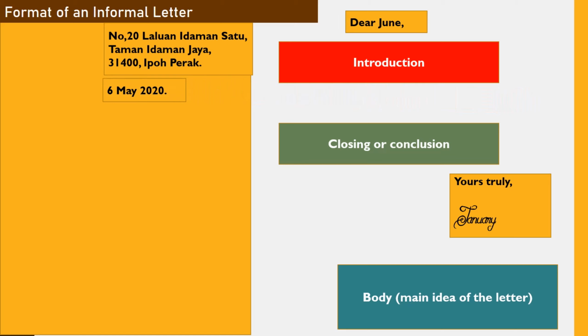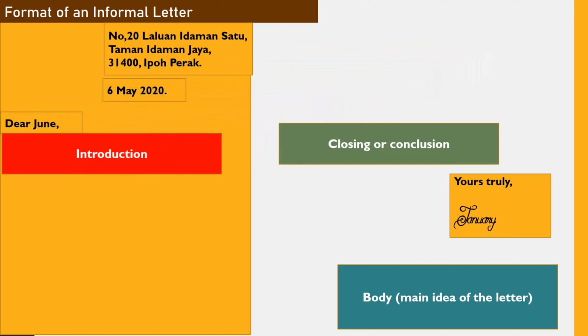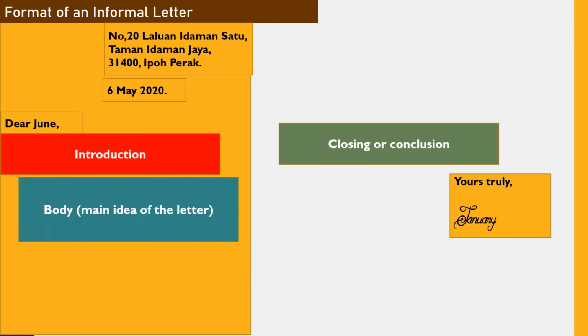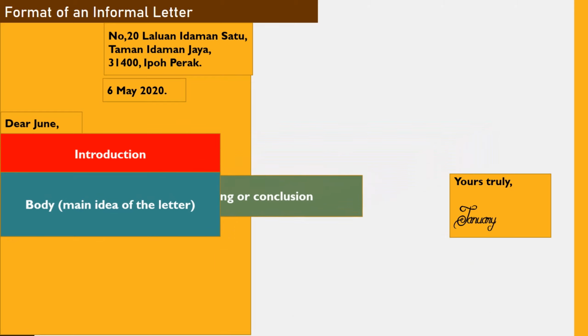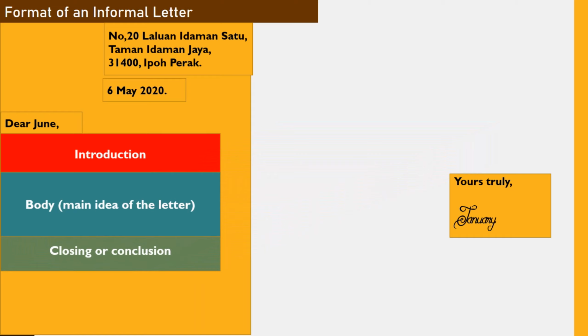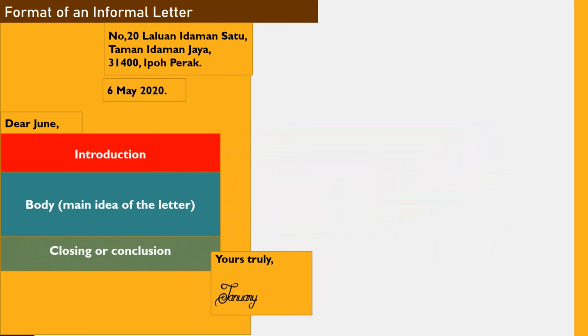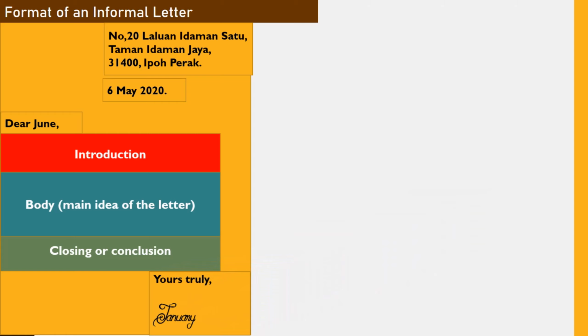Done with that, and then you go to the salutation. Dear June, comma. June with a capital J. And then continue with an introduction. Then you have a body of your letter where you put in all your ideas, and then finally comes the closing part. After you have finished the letter, you have to sign off your letter. You can say yours truly, yours sincerely, or your friend. And then sign.